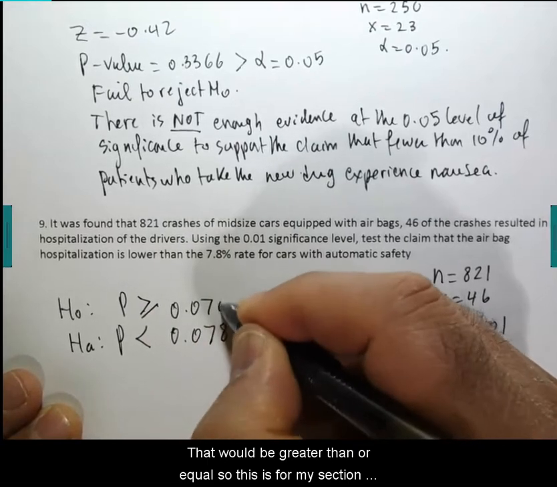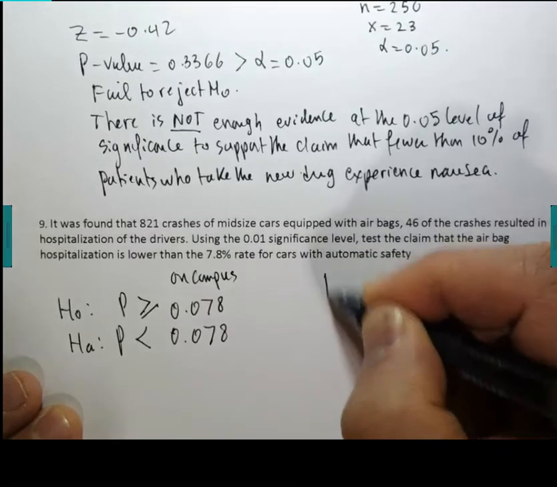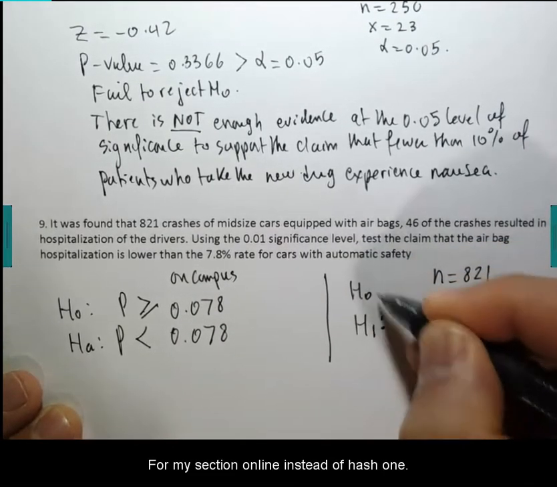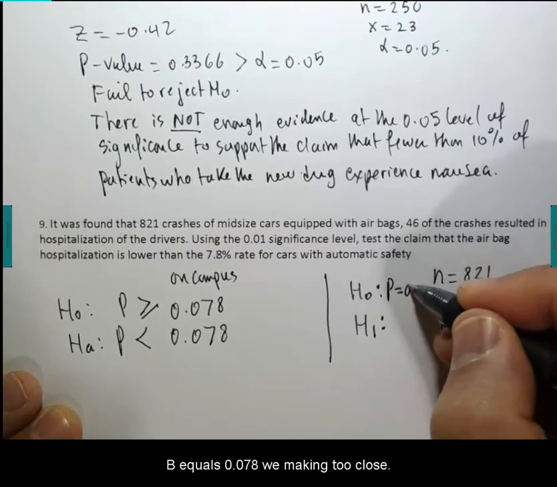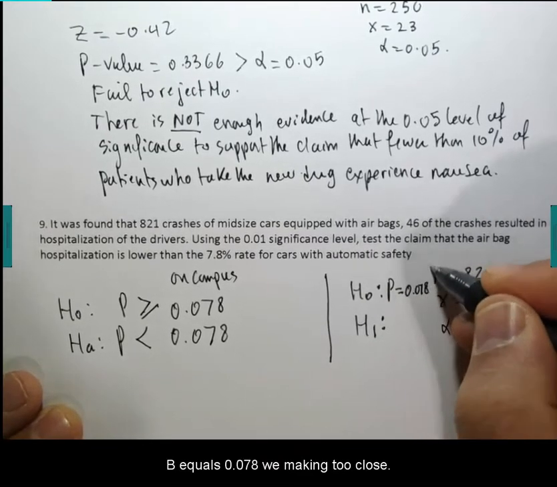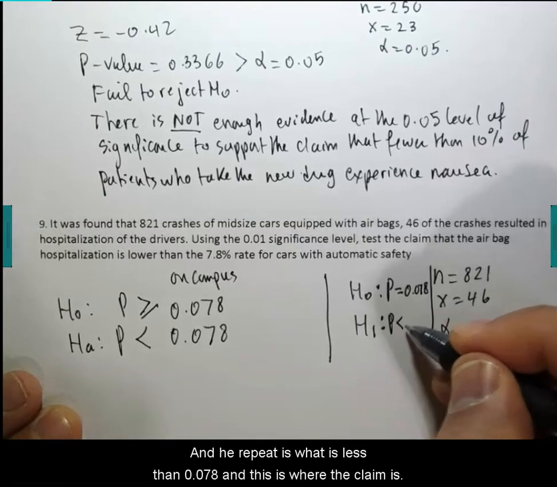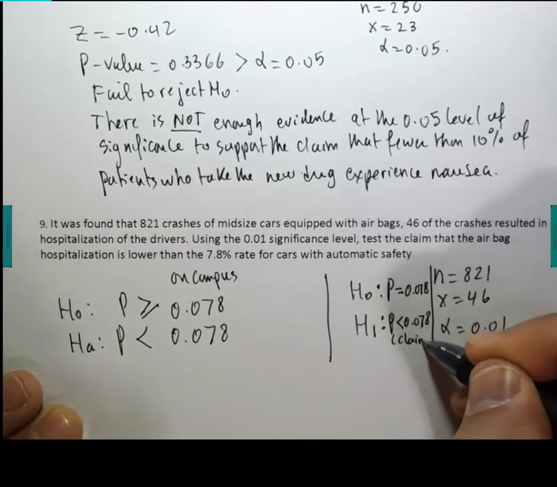So this is for my section on campus. This is how you write it down. For my section online, instead of HA, it's H1. And p equals 0.078. We make them too close. And here p is what? Less than 0.078. And this is where the claim is.